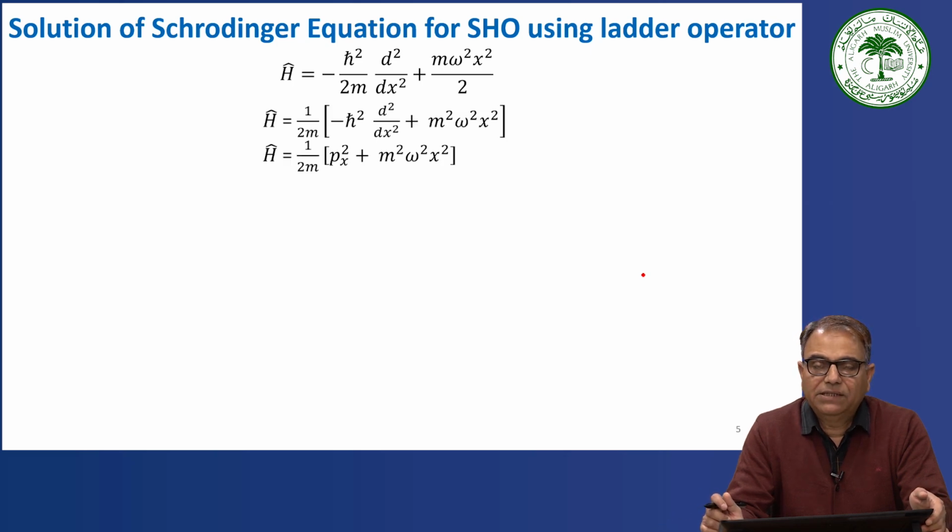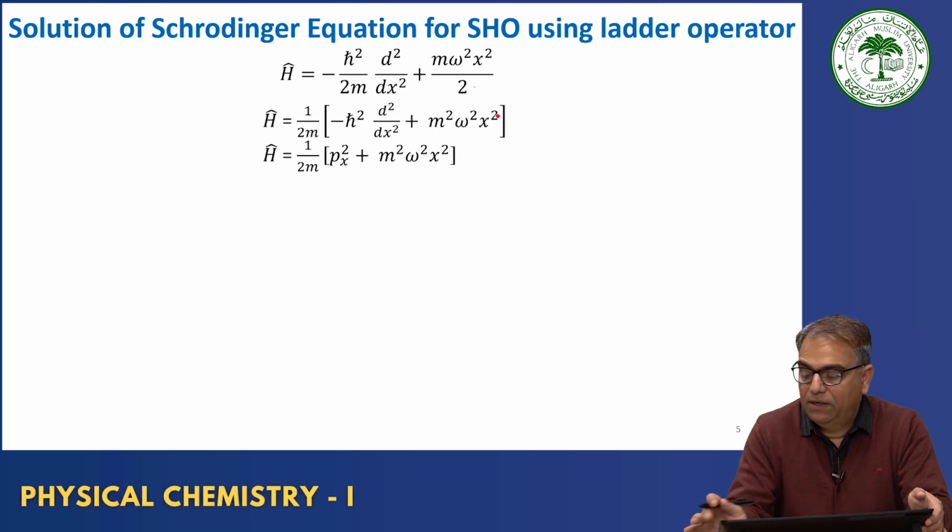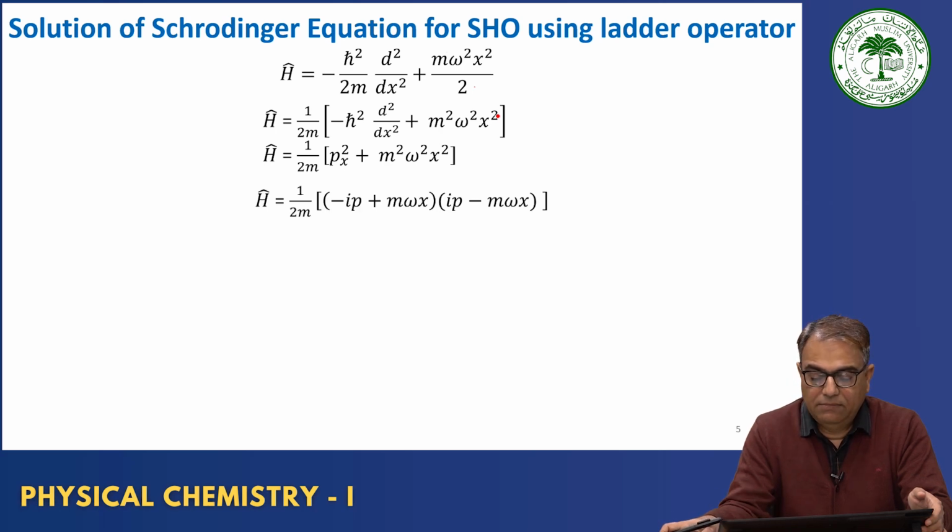If we rearrange this Hamiltonian, if here you have an m term and you put m here also, then it will be 2m on both sides. So make it m square and write an m here, and then 1 over 2m will be the common term, and we will have minus h cross square d square by dx square plus m square omega square x square.